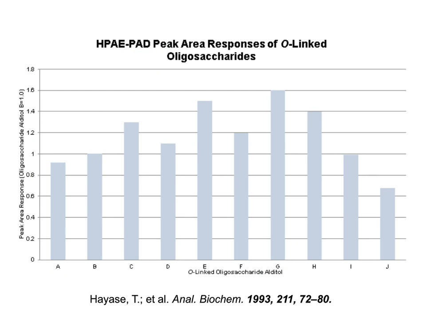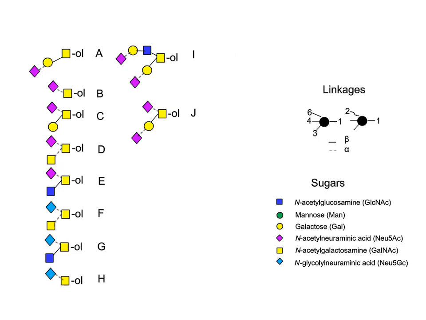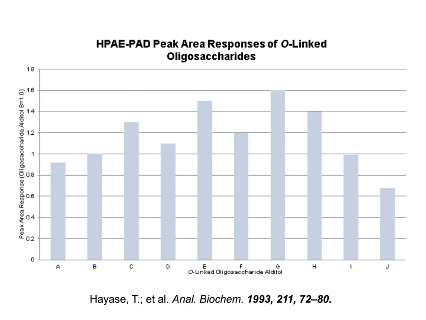And let me go back a slide here. And structure B is this structure here. We have a sialic acid linked to an N-acetylgalactosamine structure. So again, this is 1. The highest we have is 1.6. The lowest we have is probably about 0.7 here.